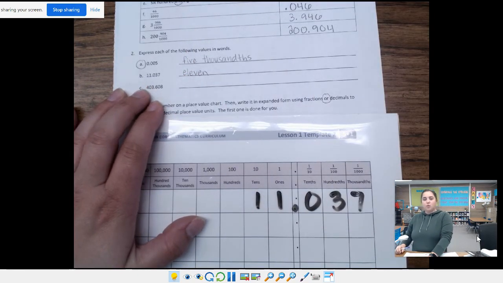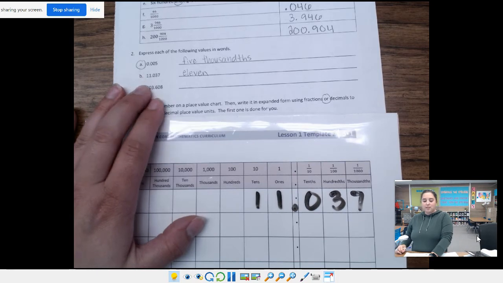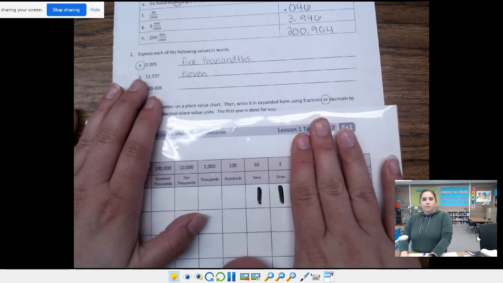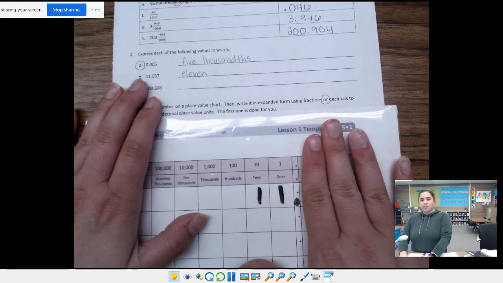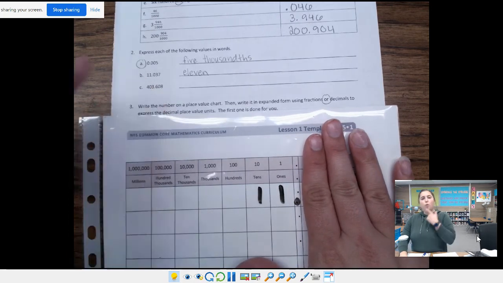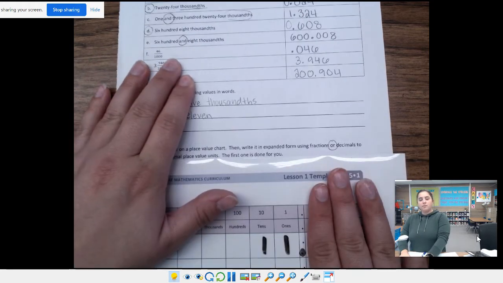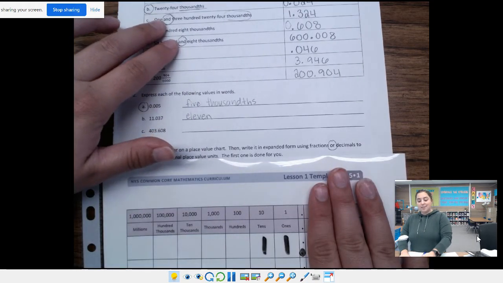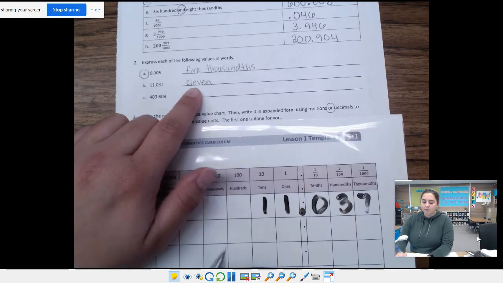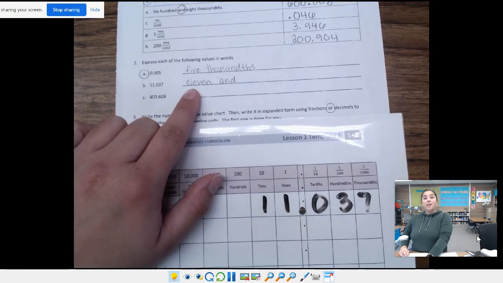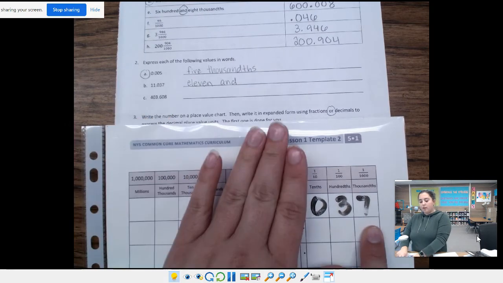Spelling doesn't count, not for something that's not on here already. So that's 11. Then the next part is our decimal. What was that word that meant decimal again? It was "and." So I'm going to say 11 and now we just have to say what comes after.